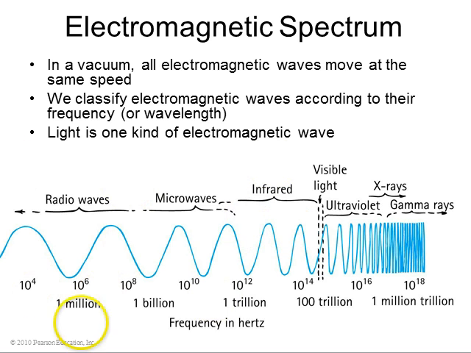Radio waves have frequencies of about 1 million hertz. Microwaves are in the billions of hertz. Then you start getting into infrared, which is 10 to the 13 kind of hertz. Light that we can see with our eyes is one kind of electromagnetic wave, right in here, sort of in the 10 to the 14 hertz frequencies. Then you get out into ultraviolet, higher than that, X-rays, and the highest frequency form of electromagnetic radiation is called gamma rays.